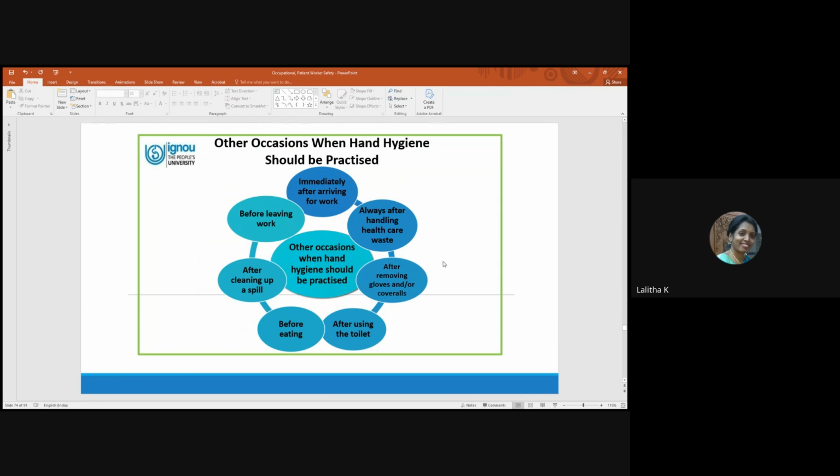Other occasions where we need to practice hand hygiene, for our own safety, are immediately after arriving at work, always after handling healthcare waste, after removing any gloves or coveralls, after using the toilet, before eating, after cleaning up a spill, and before leaving work. Make it a practice that before you leave your work, you wash your hands thoroughly and then go to your house, so that you're safe for your own family.